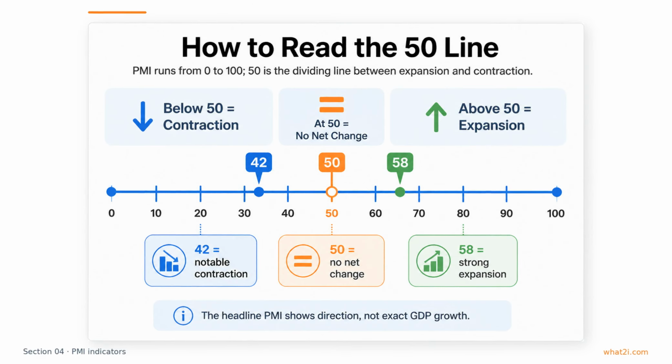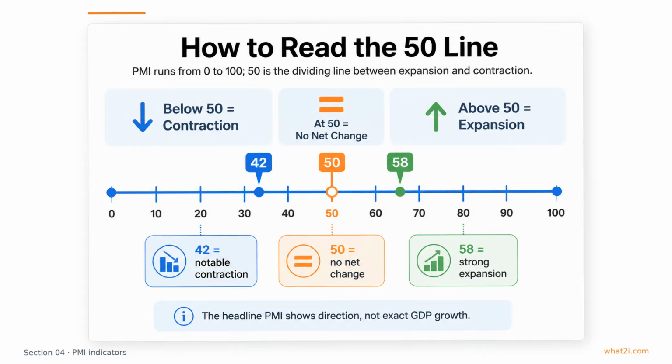PMI is reported on a scale from 0 to 100, with 50 as the dividing line between expansion and contraction. A reading above 50 means more firms reported improvement than deterioration. A reading below 50 means more firms reported weakening conditions. Exactly 50 implies no net change overall. So a PMI of 58 suggests fairly strong expansion, while a PMI of 42 points to notable contraction. One important detail is that PMI shows direction and breadth, not exact GDP growth, so it should be read as a signal of momentum rather than a direct output measure.